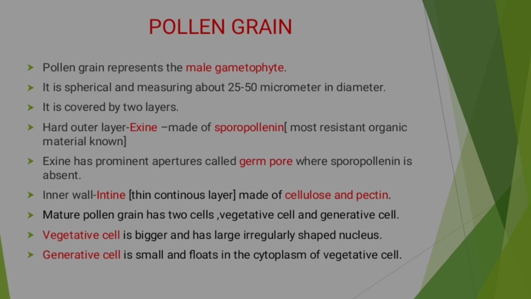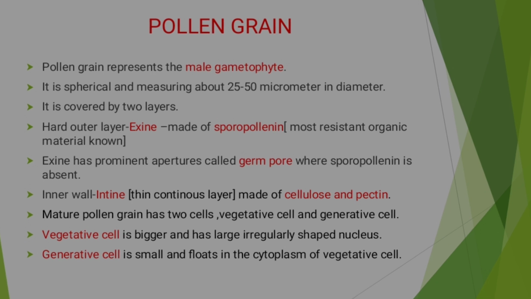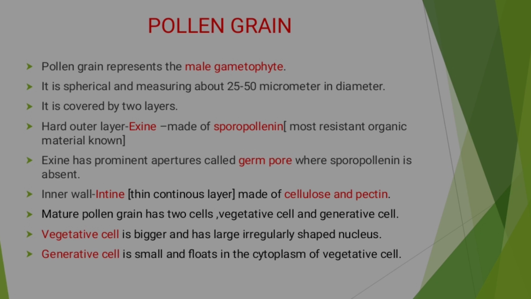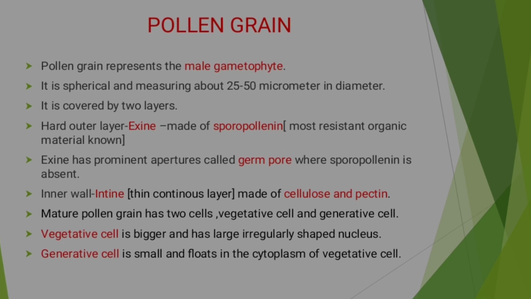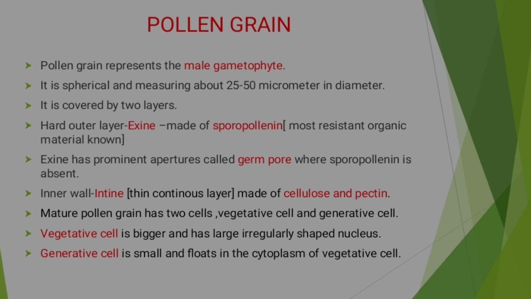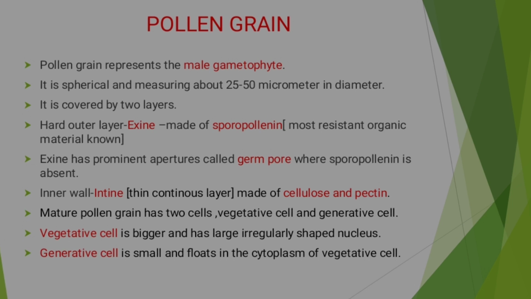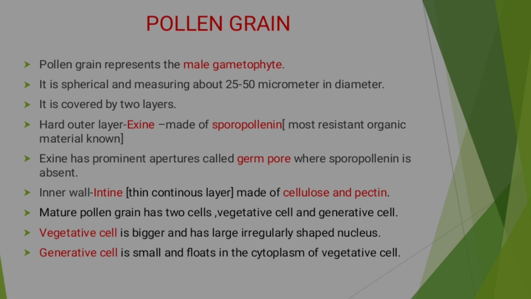It is covered by 2 layers. The hard outer layer is called exine and it is made up of sporopollenin, the most resistant organic material. Exine has prominent apertures called germ pores where sporopollenin is absent. The inner wall is called intine. It is a thin and continuous layer made up of cellulose and pectin. So the outer layer is called exine and the inner layer is called intine.